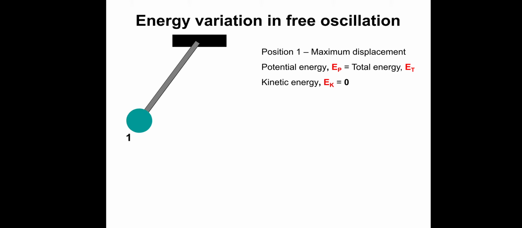So, energy variation. If you want to take some notes, just pause at any point. So, position 1, we've got maximum displacement. The potential energy will be a maximum. Kinetic energy will be 0. Total energy would remain constant at all times.